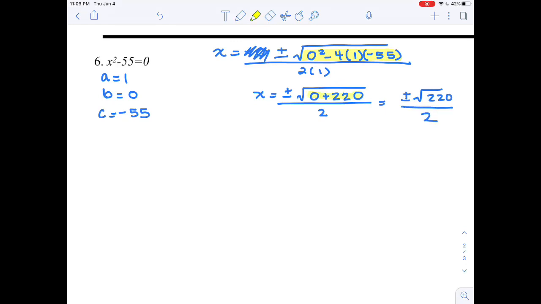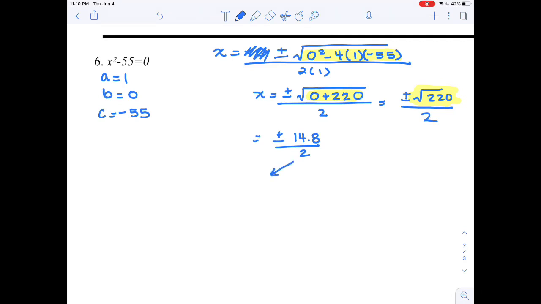And now we can take the square root of 220, which is not a whole number, but that's fine. Just type it into your calculator. So we get plus or minus the square root of 220, which is about 14.8. And this is still divided by 2.